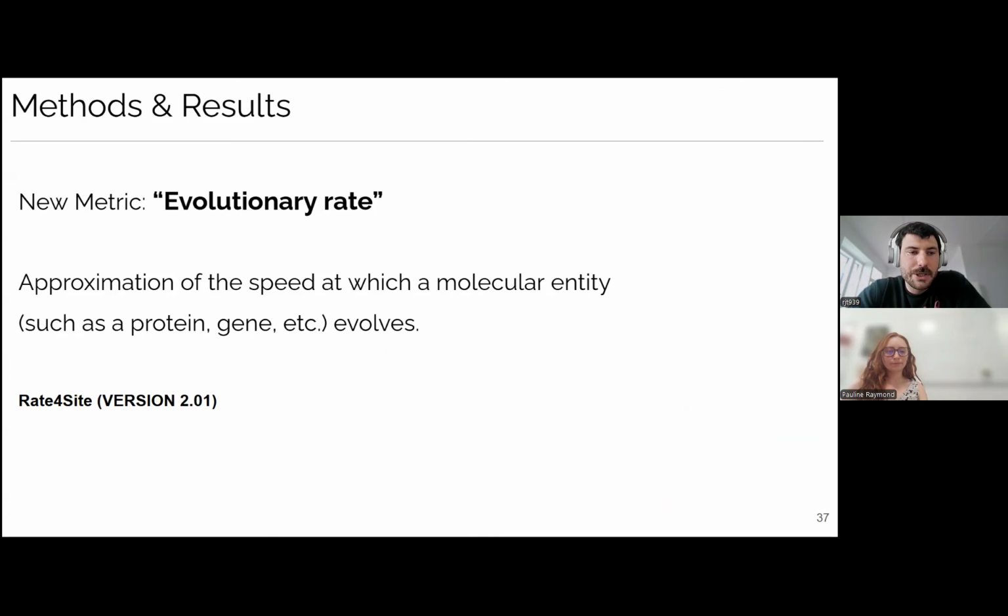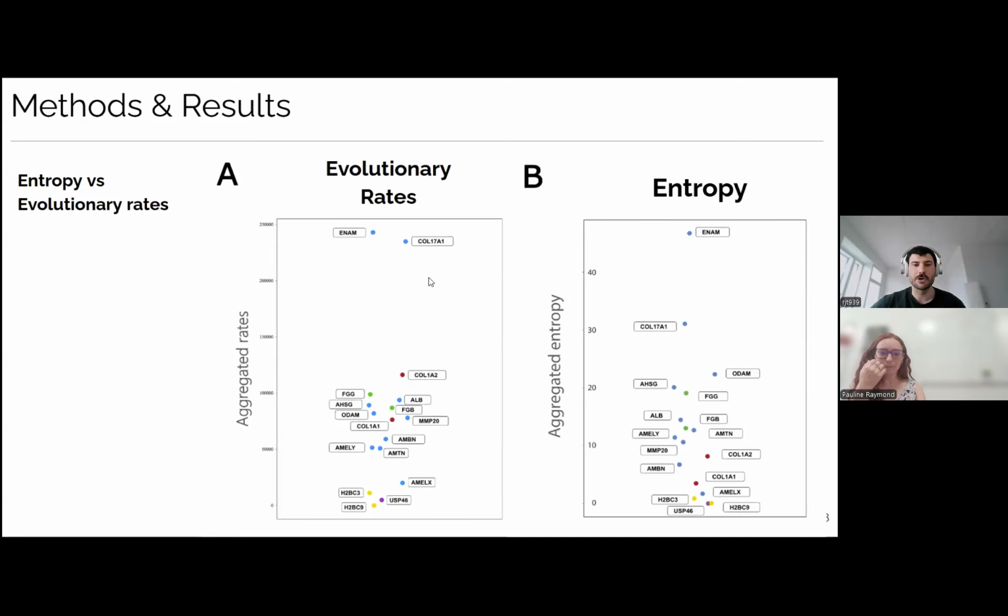So this new metric, the evolutionary rate, is an approximation of the speed at which a molecular entity evolves, in our case a protein, but it could also be a gene or other molecular entity. So, how fast they accumulate mutations. And for practical reasons, we use a program called rate4site, which can generate those metrics for an alignment. So essentially, we put the same protein alignments into rate4site, and it gives us the evolutionary rate.